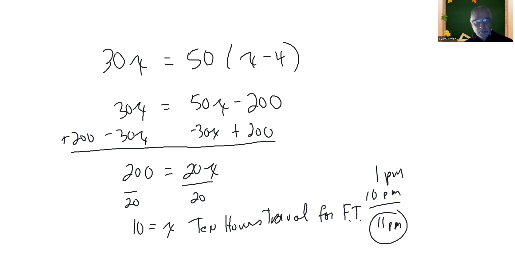So the key is rate times time equals distance. And that would be how you would solve a simple passenger train, freight train distance problem where the two trains are traveling and you want to know when they meet.